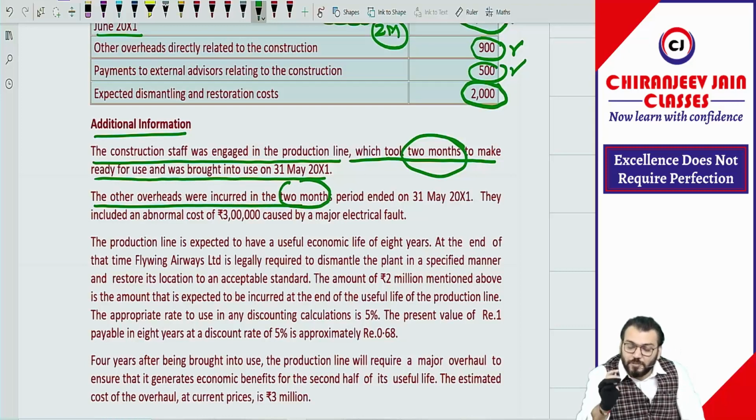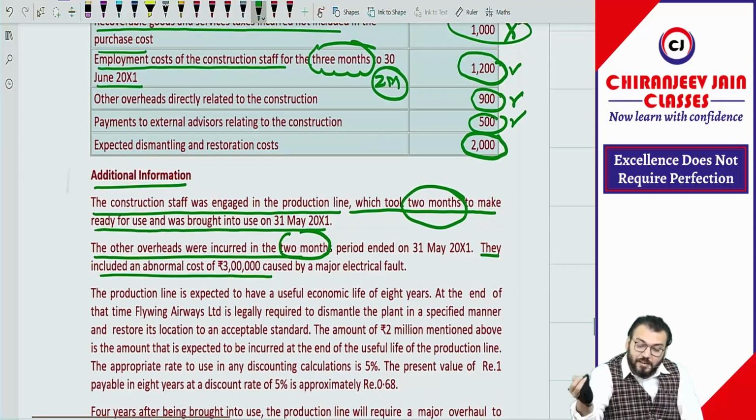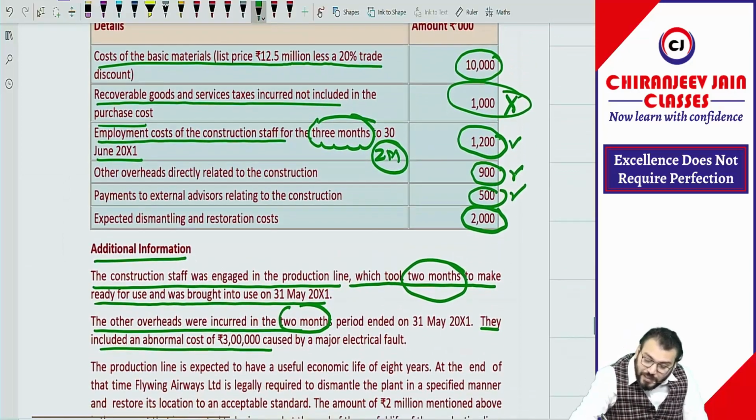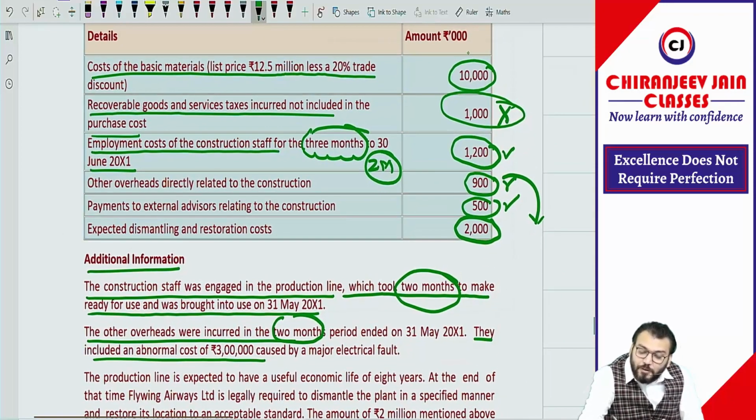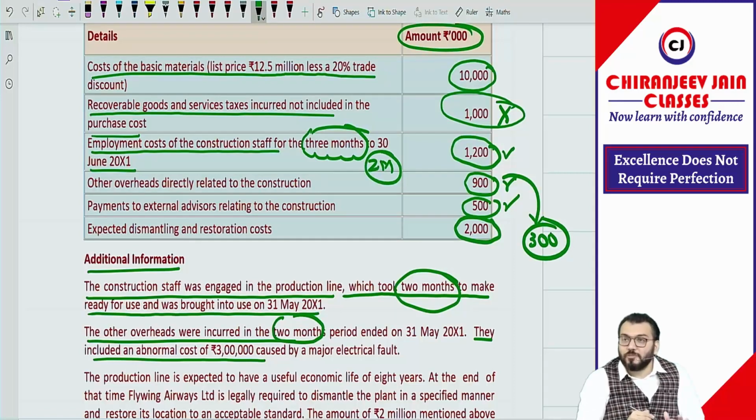They include an abnormal cost of 3 lakh. So the other overhead is 900, which means 9 lakh, because rupees are given in thousands. So from this we will deduct 300. Yes or no? From this we will deduct 300.